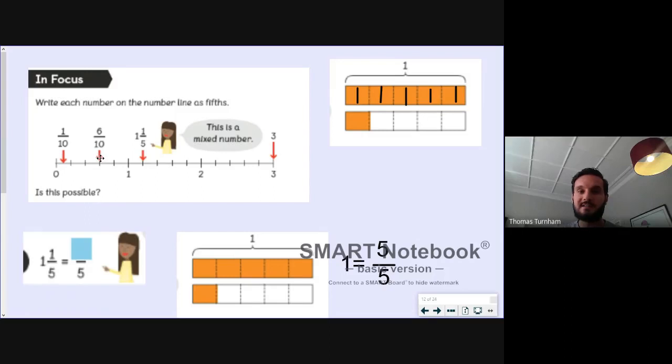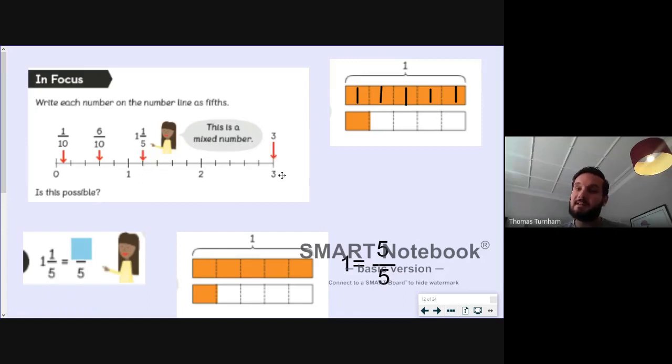2, 4, 6. Then I get to my 1 whole. This is where it gets tricky because we've switched to fifths again. Well, here's my 1 whole, 10/10, 1 whole, 5/5, whatever you want to call it. And then here's my extra 1/5. It's on that first interval because this number line is still in intervals of fifths. So this is 1 whole and 1 extra fifth. I could have said 1 whole and 2/10. That would also have been true.